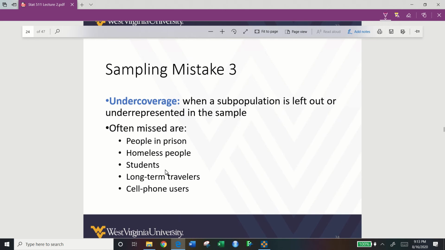Another type of sampling mistake is something called undercoverage. This is when a subpopulation is left out or underrepresented in the sample. Examples of people who are often missed in undercoverage are people in prison, homeless individuals, students, long-term travelers, and cell phone users. Because a lot of times when we're doing polls, CNN, Fox News, they tend to call people's landlines. And only a certain type of the population still has landlines.